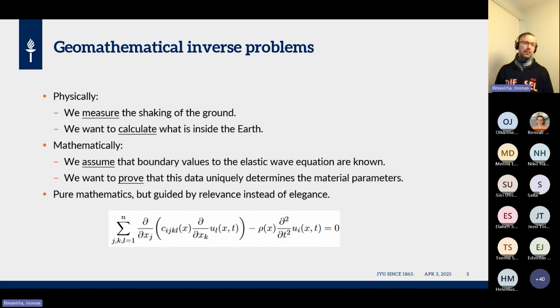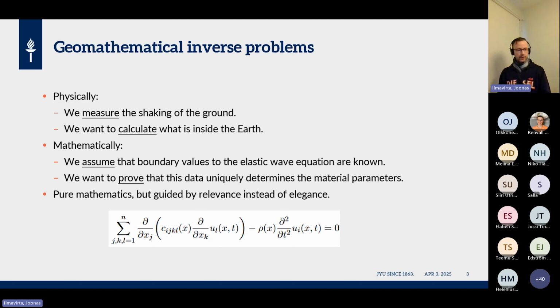We assume that some boundary information of the solutions U is known, and we want to prove that knowing this data uniquely determines the material parameters. This is a typical inverse boundary value problem, where you want to figure out the coefficients of your PDE from some kind of boundary information.